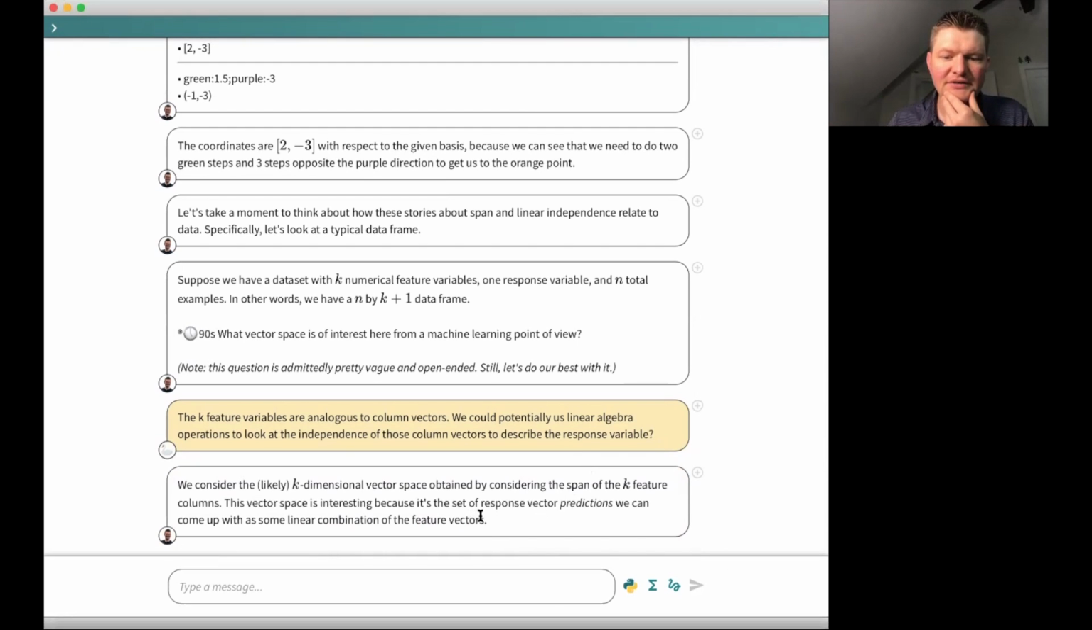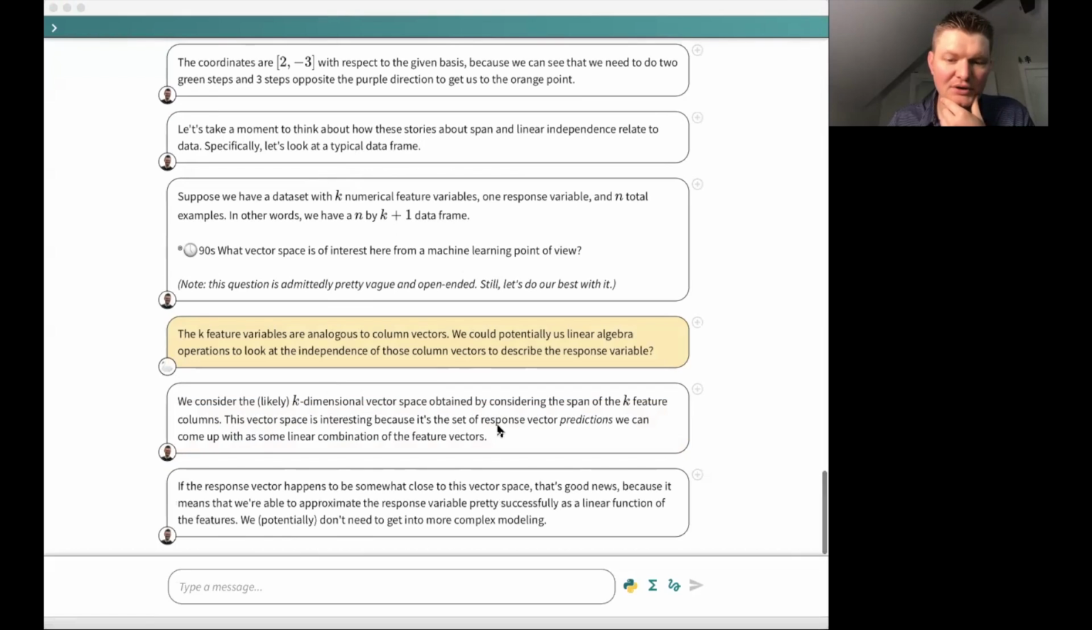And this vector space is interesting because it's the set of response vector predictions that we can get in a linear way from the variables when we're trying to make a prediction. And so if the response vector happens to be pretty close to this vector space, that's good news, because it means we just need to figure out the right coefficients to get us to that nearby point. And we're effectively predicting the response variable pretty successfully just using a linear function. And that means maybe we don't need to get into more complex modeling, which could run various risks and have costs that we might not want to incur.